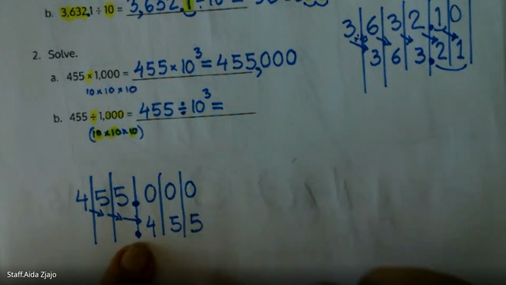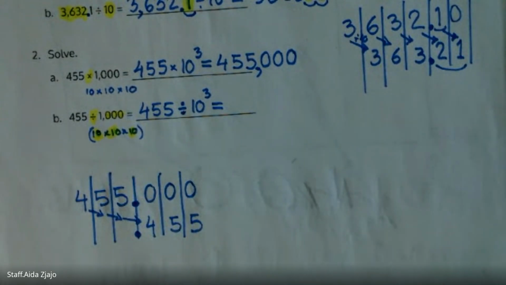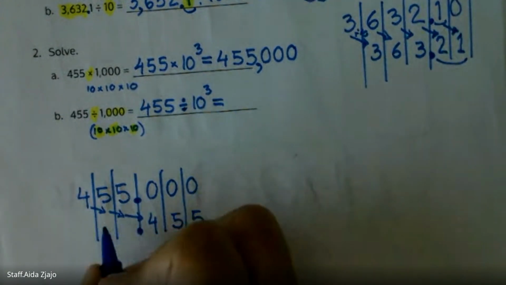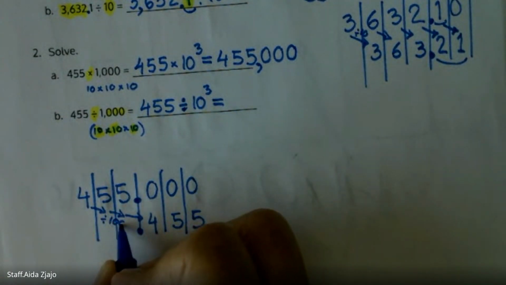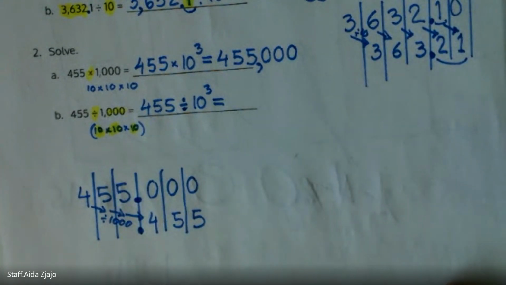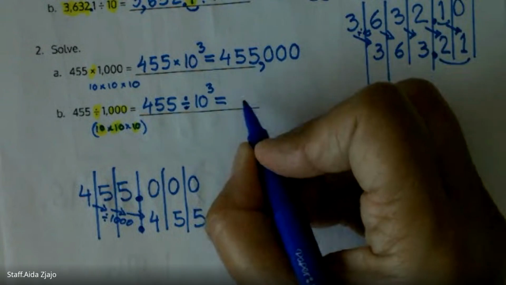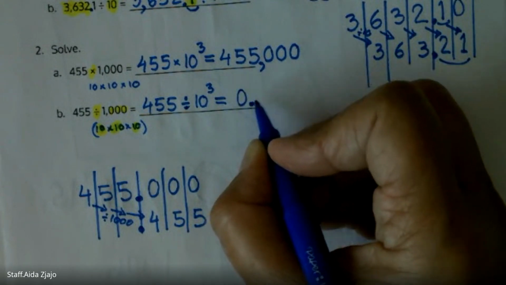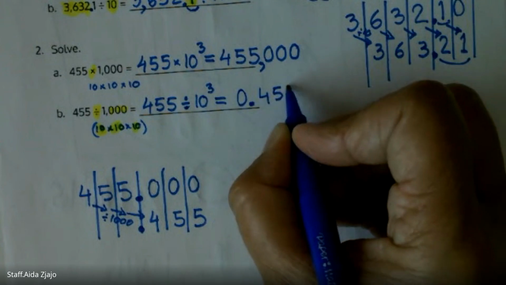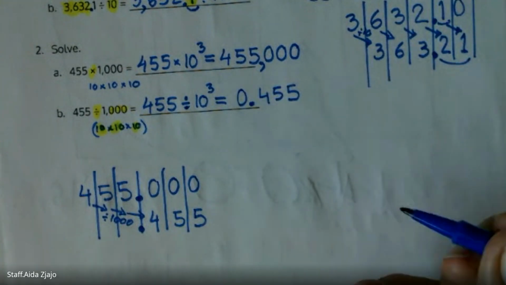So this means divide by 1,000. Okay, so that is 0 and 455 thousandths.